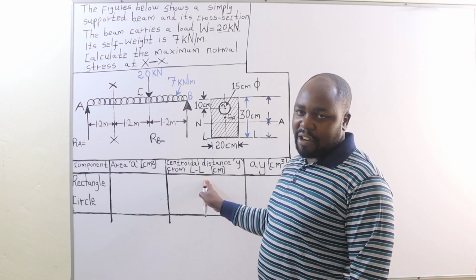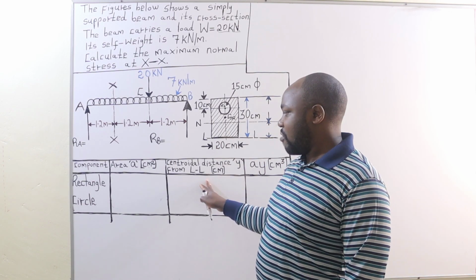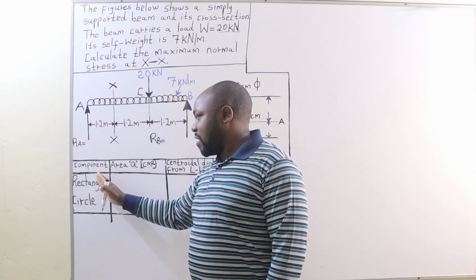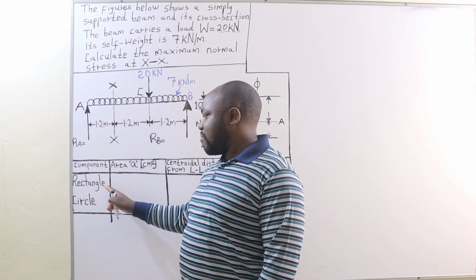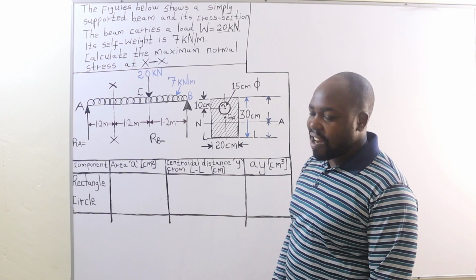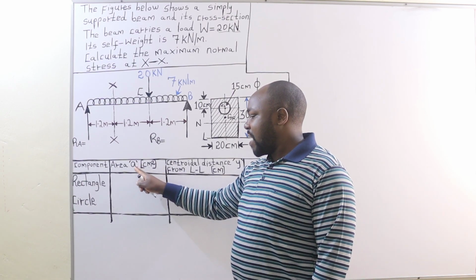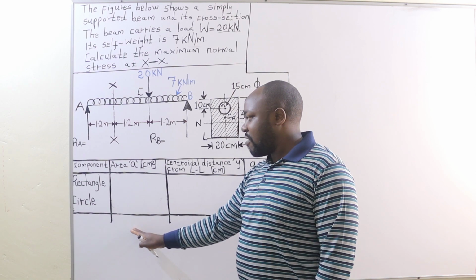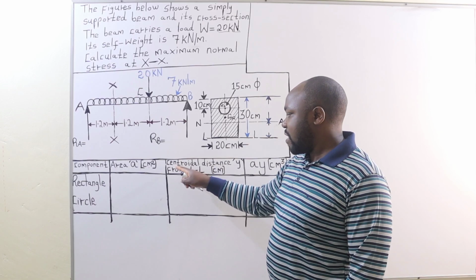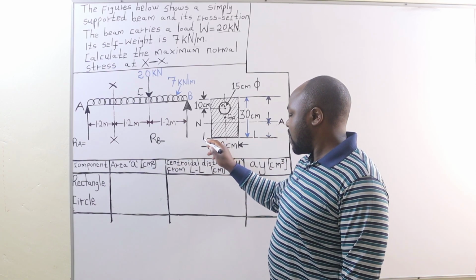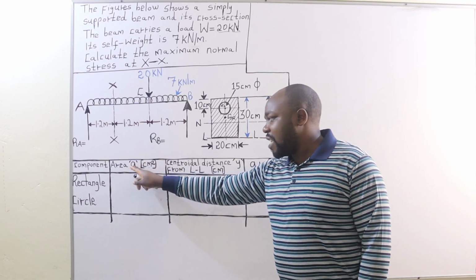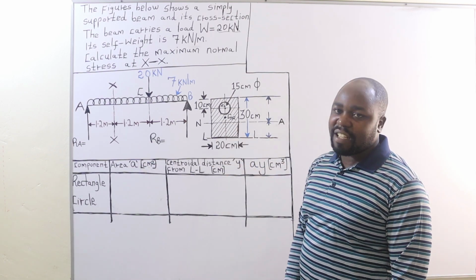We are going to locate it using this table. This table is made of 4 columns. The first column is the component. We have 2 components, a rectangle as well as a circular hole. The next column is for the areas of the 2 components. The third column is the centroidal distance y from LL. This is LL. And then the fourth column is AY, that is area times the centroidal distance y.